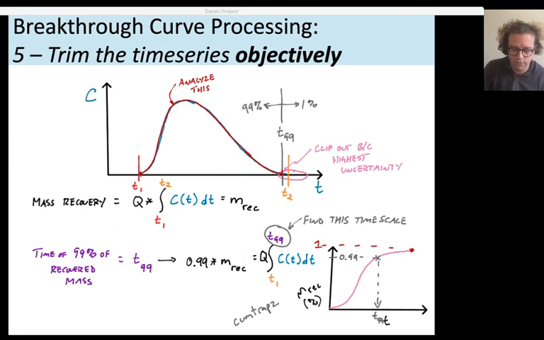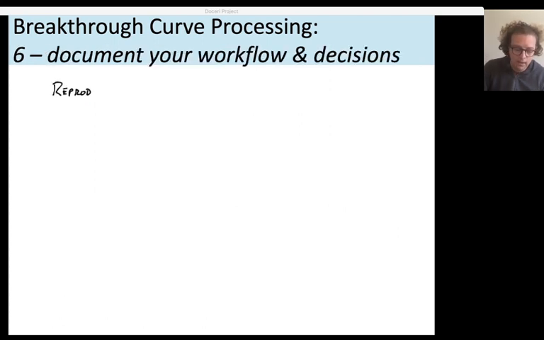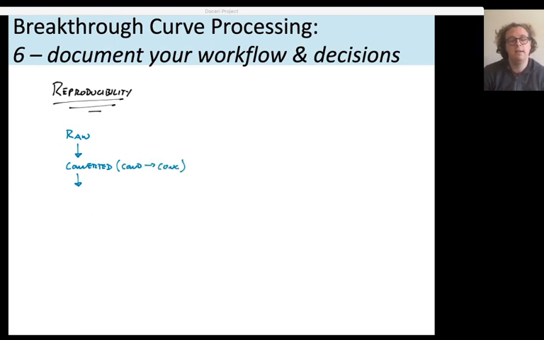All right, so we've trimmed it subjectively to get rid of what we know was bad or background data. We've trimmed it objectively now to get to this T99 and define the time scale that we're going to analyze. And my final step in the workflow is reproducibility. So we want to document the steps and potentially export and archive the data sets in the most raw form that we have after we've done any conversion, so conductivity to concentration in our example.